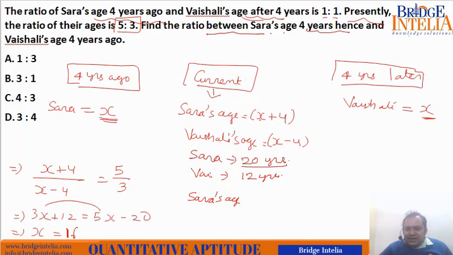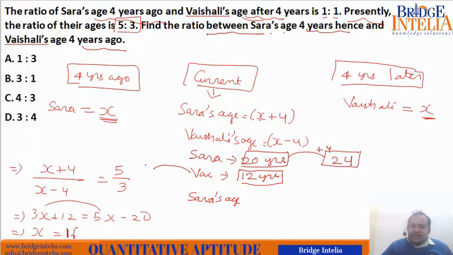We have to find the ratio of Sarah's age 4 years from now. Today Sarah is 20 years old. So 4 years from now, that means plus 4, 24. So we have to find the ratio of 24 and Vaishali's age 4 years ago. Today she is 12 years old, so 4 years ago she was only 8 years old. So we have to find the ratio of these two numbers. 24 is to 8. So 3 is to 1.